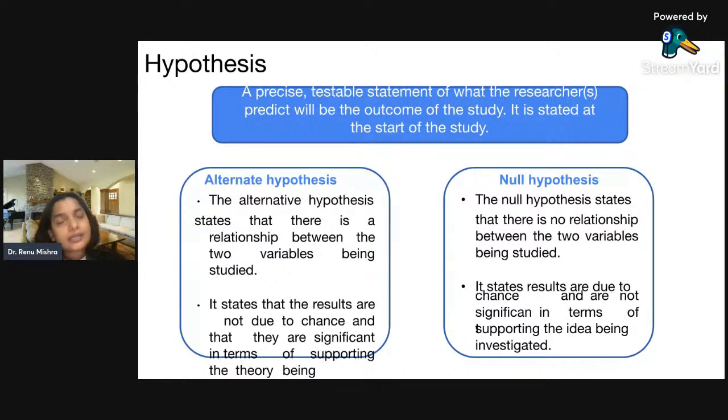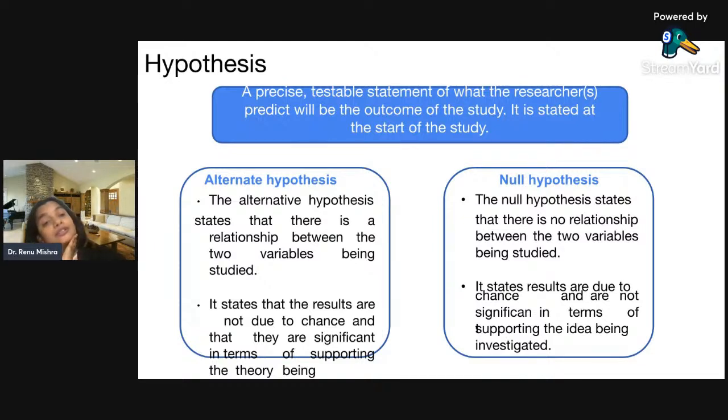Now, an alternative hypothesis always shows a relationship between two variables. There is a relationship, an association, between good education and good life. Whether there is a relationship or not has to be tested, or proved through the research. But the alternative hypothesis does reflect a relationship.